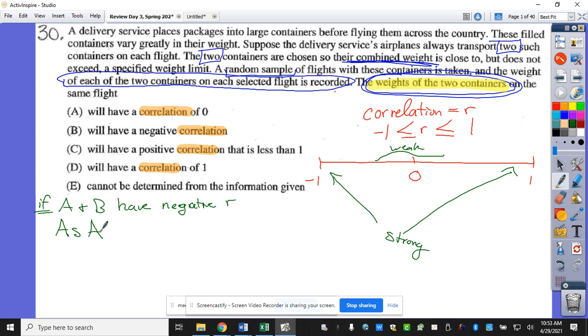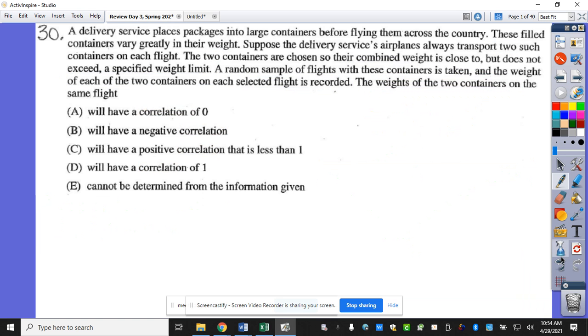Negative slope. Which means as A increases, then B decreases. Now this is a very easy problem, but we're still not to the point where it's an easy problem yet. This is the wording that I think is confusing here: the weights of two containers on the same flight. Let me erase stuff. So I've got container 1, container 2.